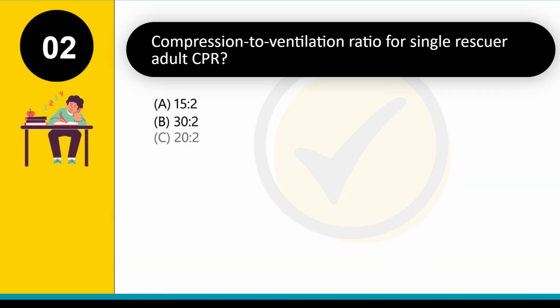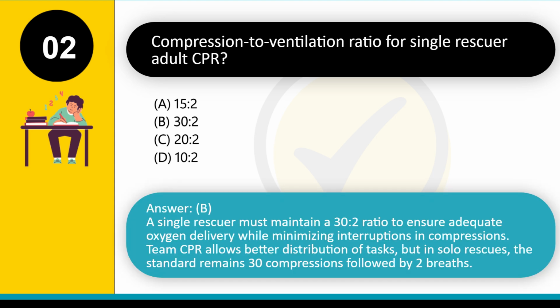Compression to ventilation ratio for single rescuer adult CPR? A. 15:2. B. 30:2. C. 20:2. D. 10:2. Answer, B. A single rescuer must maintain a 30:2 ratio to ensure adequate oxygen delivery while minimizing interruptions in compressions.